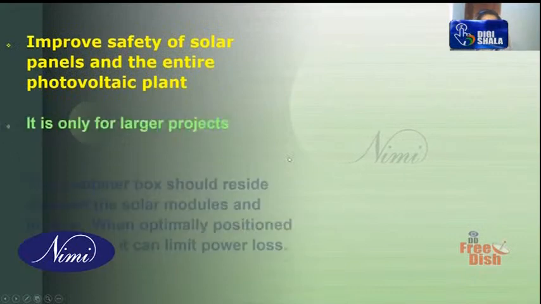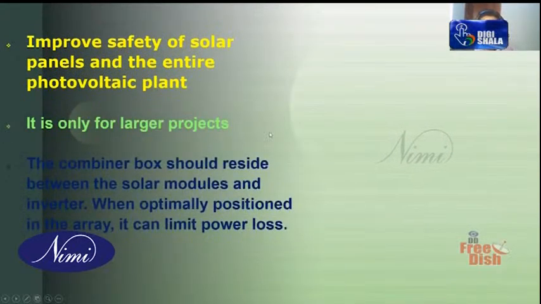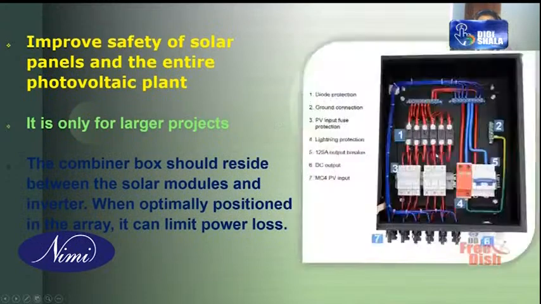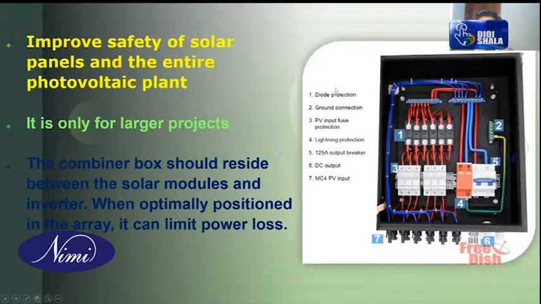It improves the safety of the solar panel. It will connect and disconnect. Combiner box should reside in this. Normally this is between the solar module and the inverter. So it should be as close as possible to the solar module to reduce the length of DC wires.